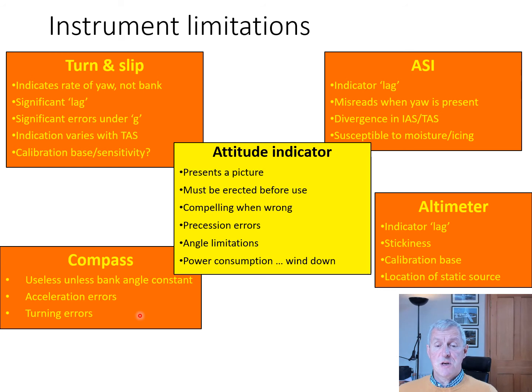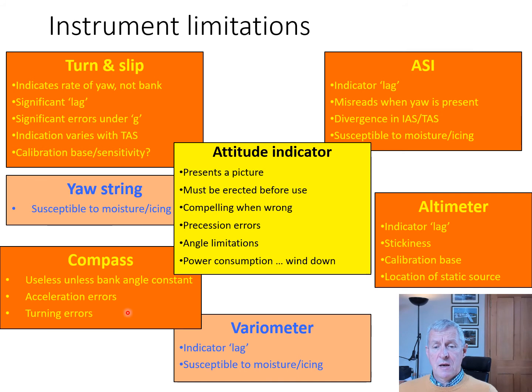The compass is pretty useless unless we've got the wings level, and it suffers from both acceleration errors and turning errors. And whilst it is possible at least to compensate for those errors, it's quite complicated. So I think the strong advice is only use it if you're wings level and unaccelerated. And then lastly, the variometer has lag and is susceptible to moisture and icing, and the yaw string is certainly susceptible to moisture and icing. So most of our instruments have quite significant limits.